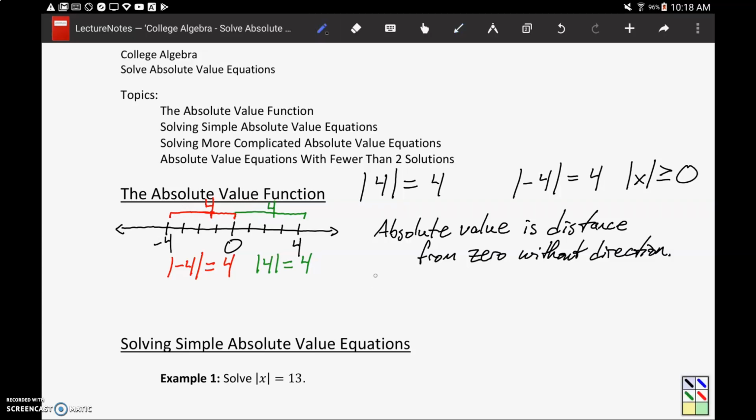So we can generalize this statement. The absolute value of x really means how far is x away from 0. And that's the definition that we want to keep in mind as we're beginning to solve these different absolute value equations.